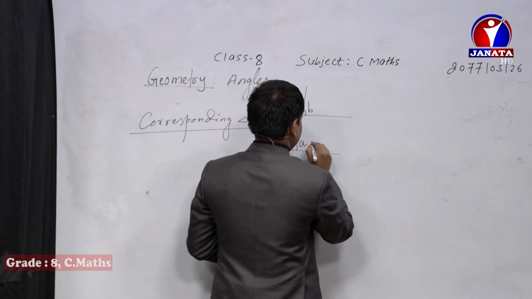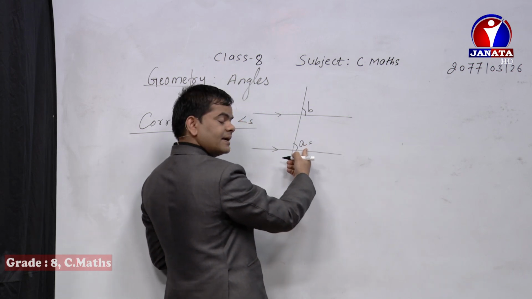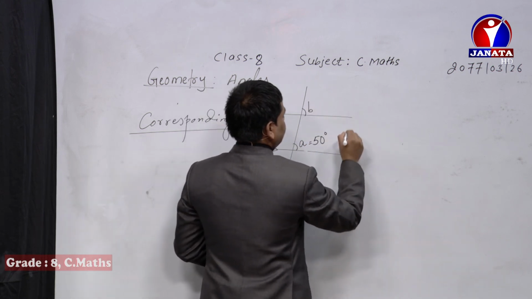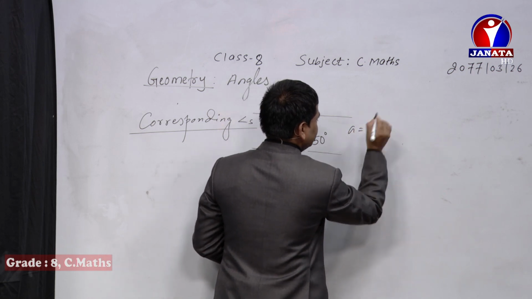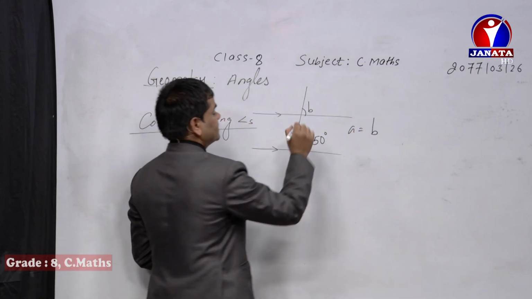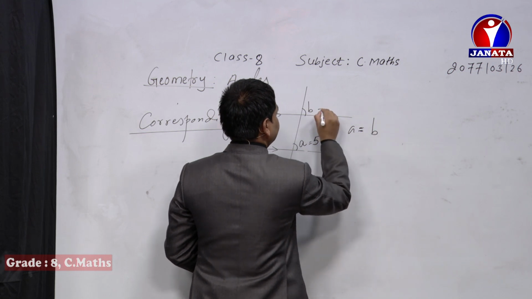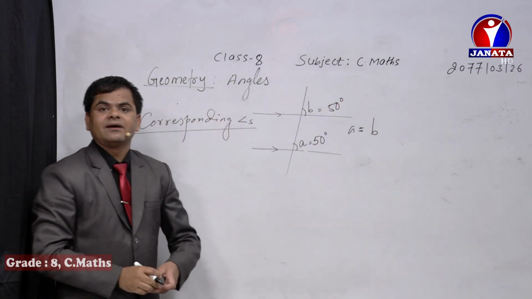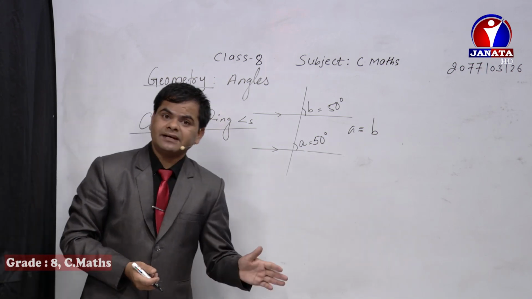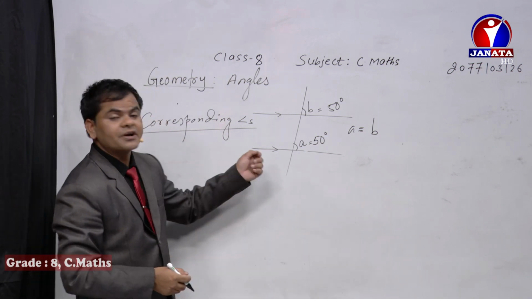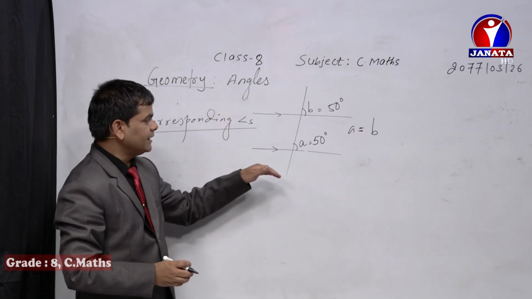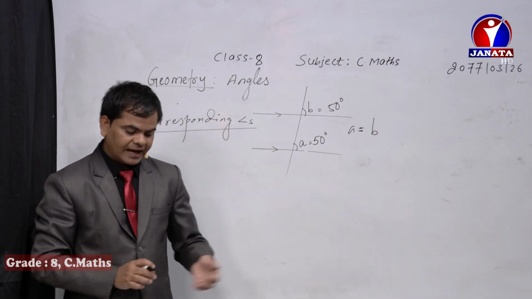Whatever the measure of A, for example, if A is 50 degree, then B also becomes 50 degree. As a result, both angles become equal to each other. So directly we can write 50 degree for B, and as a reason in the bracket we write: being corresponding angle, A equals B. A equals B being corresponding angle.